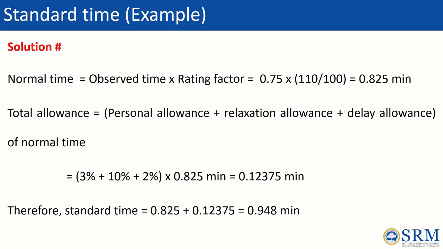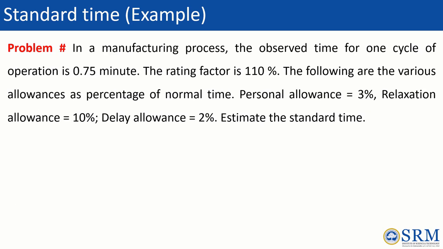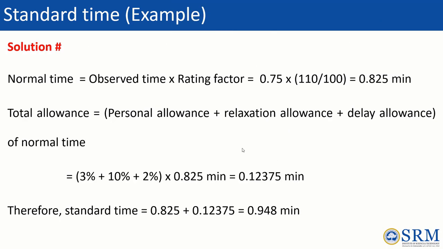So let's start with an industrial work study problem to estimate standard production time. Suppose that in a manufacturing process, the observed cycle time for a single operation is measured at exactly 0.75 minutes. The operator's performance rating factor is evaluated as 110%. Additionally, we are given three distinct allowances as a percentage of the normal time: a personal allowance of 3%, a relaxation allowance of 10%, and a process delay allowance of 2%. Let's calculate the final standard time.